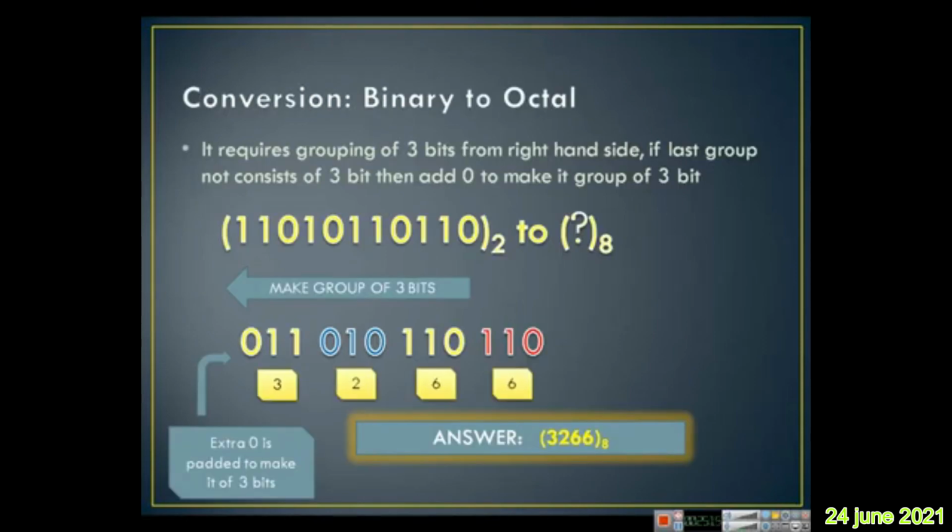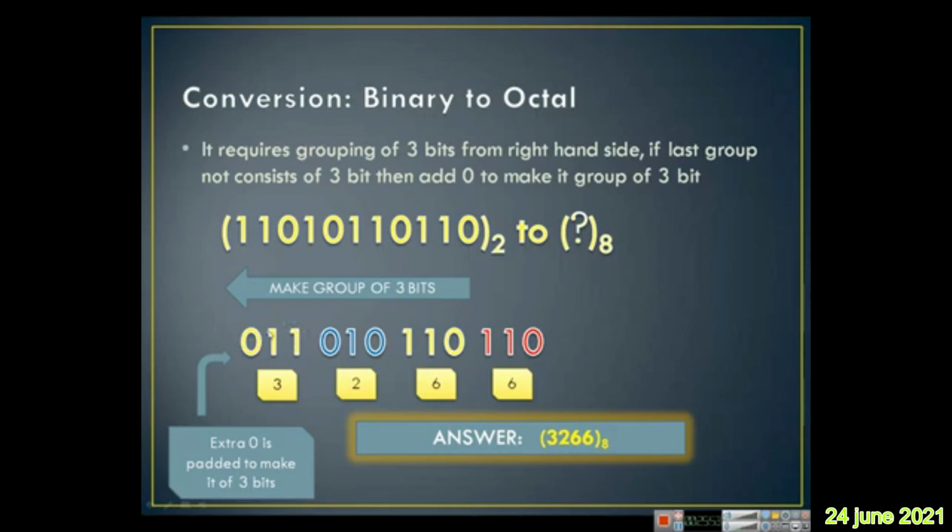Now, the reverse way, binary to octal. It requires grouping of 3 bits from the right hand side. If the last group does not consist of 3 bits, then add 0 to make it a group of 3 bits. Now, you just see here, I have noted down this number: 0 1 1 0 1 0 1 1 0 1 1 0. Now I will start grouping from this end, from right to left. 110 is one group, 110 is another group, 010 is another group, then only 11 is left, but you can add 0 to the left, that doesn't make any difference.